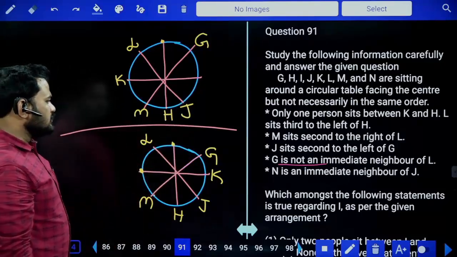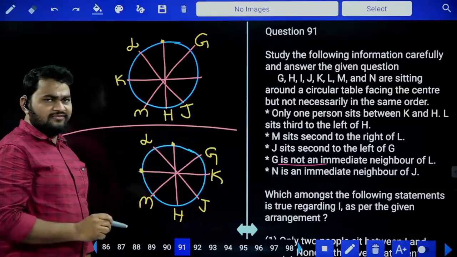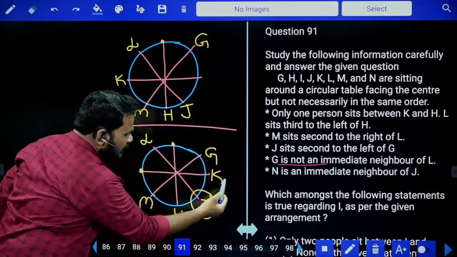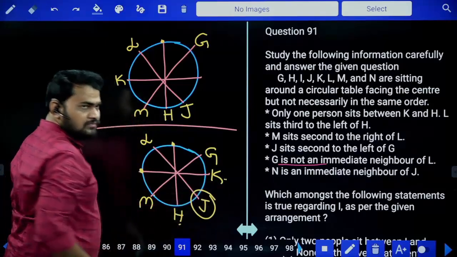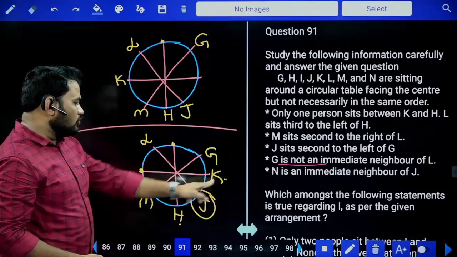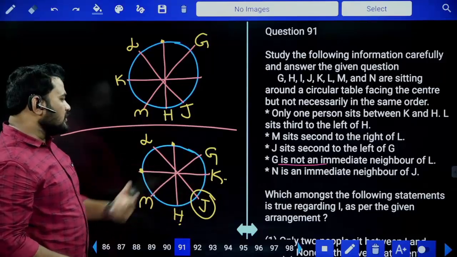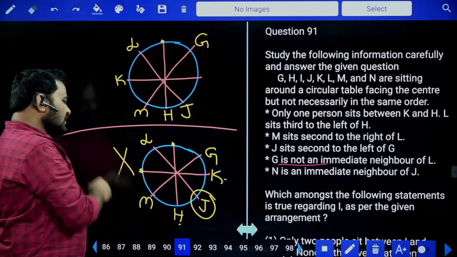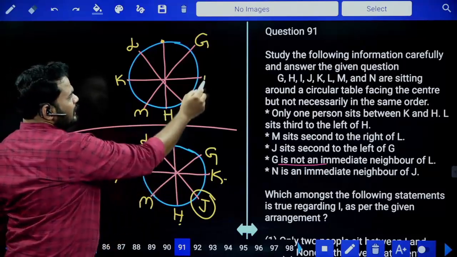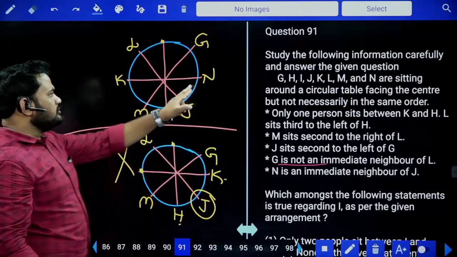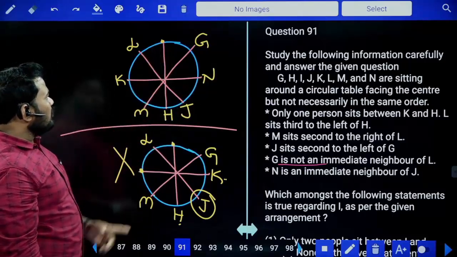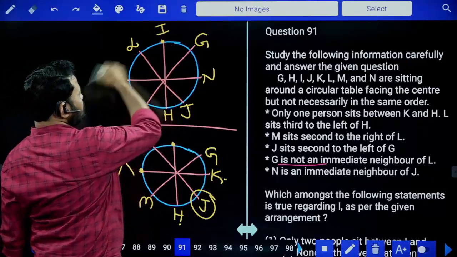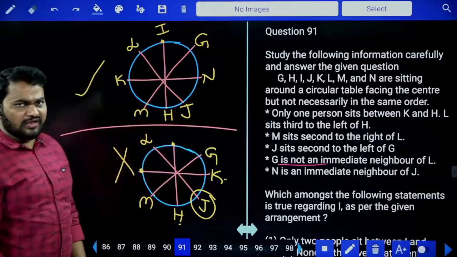And the next condition says that N is an immediate neighbor of J. If J is here, we cannot place N because the neighbors of J are already both K and H. Then we cannot place N as a neighbor of J in this possibility. Due to that reason, it is eliminated. So this is the position for J. And we need to get one more letter. I is the letter which is missing, so it is the final answer for the question.